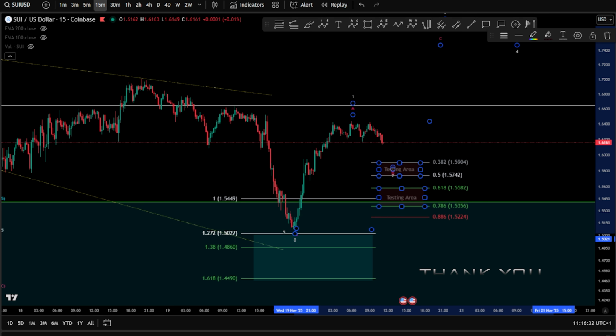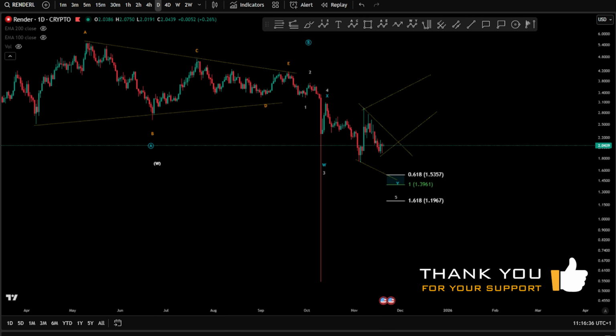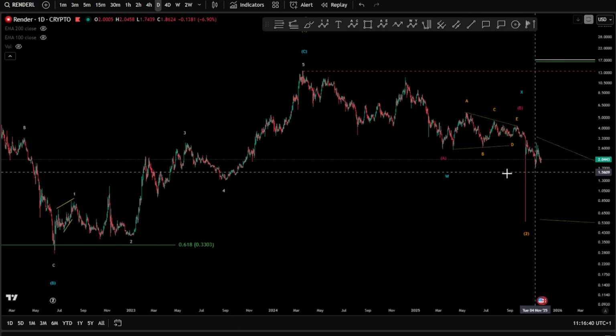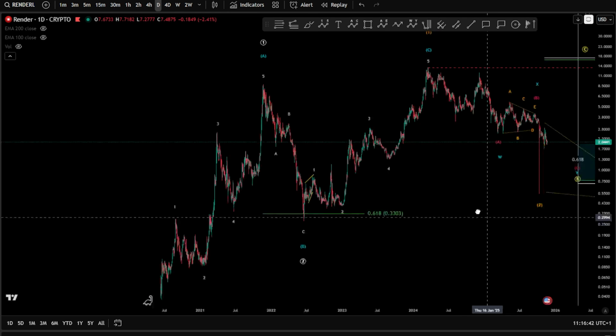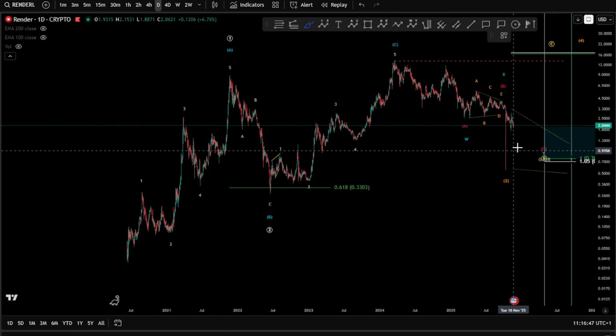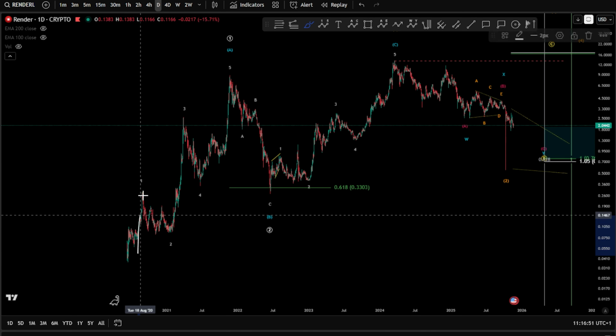Let's move to the next one, which is Render. And we start also on the daily for Render. So Render is somehow a little bit different from SUI. We see a little bit of stronger price action. Yesterday we didn't see any low taken, which is very surprising.